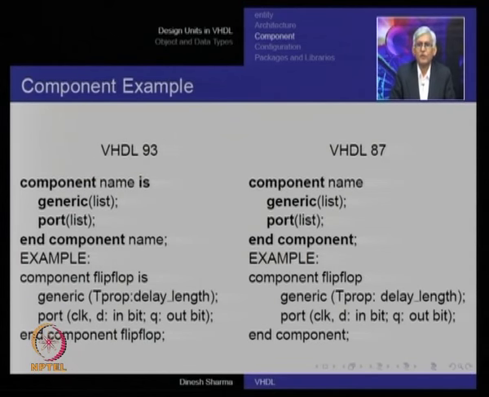Here is an example. You declare a component. Notice this is not an instance still. You declare a component by this syntax. Its syntax is very similar to the syntax of an entity. So, you declare generics and a port list for the component. For example, you say I have a component flip-flop with generic T prop, which is a delay length, with ports clock, D in input of type bit and Q a signal which is an output of type bit. Now, this is a component declaration. It is simply telling the simulator that I can have multiple instances of this component. Later, I will associate this component with an entity architecture pair.